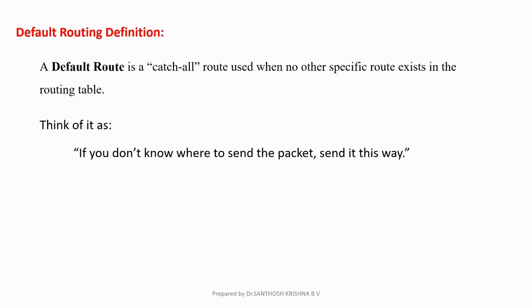Similarly here, if you do not know where to send a packet, send it to the default router. The default router will know about all the other networks, so it will send the packets onward.